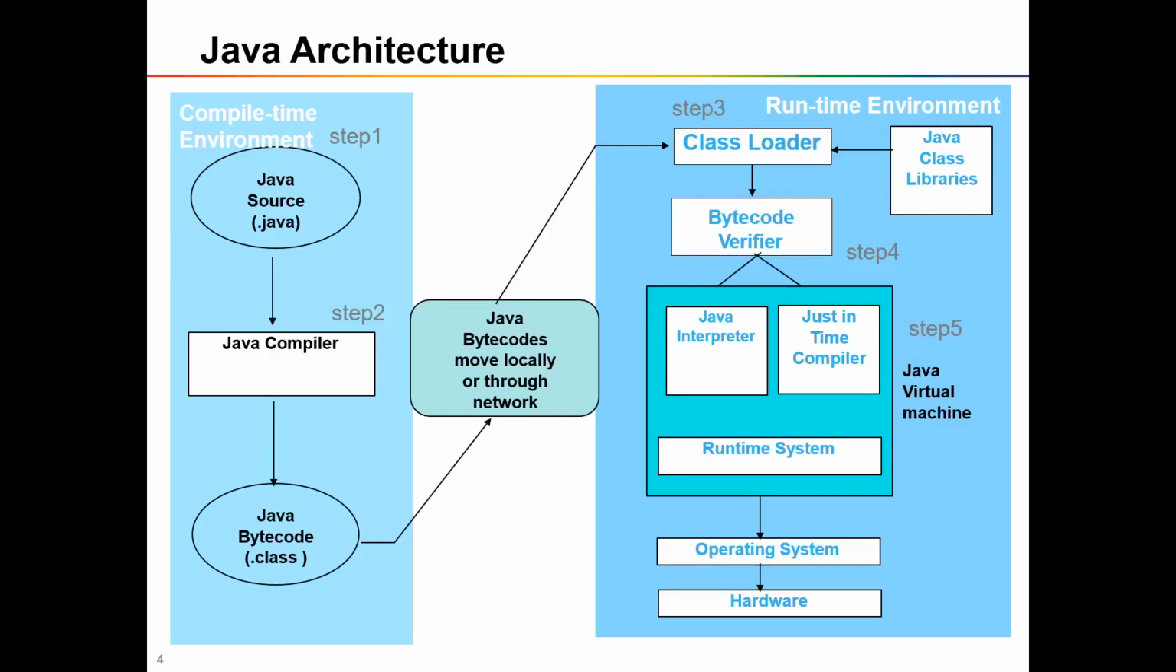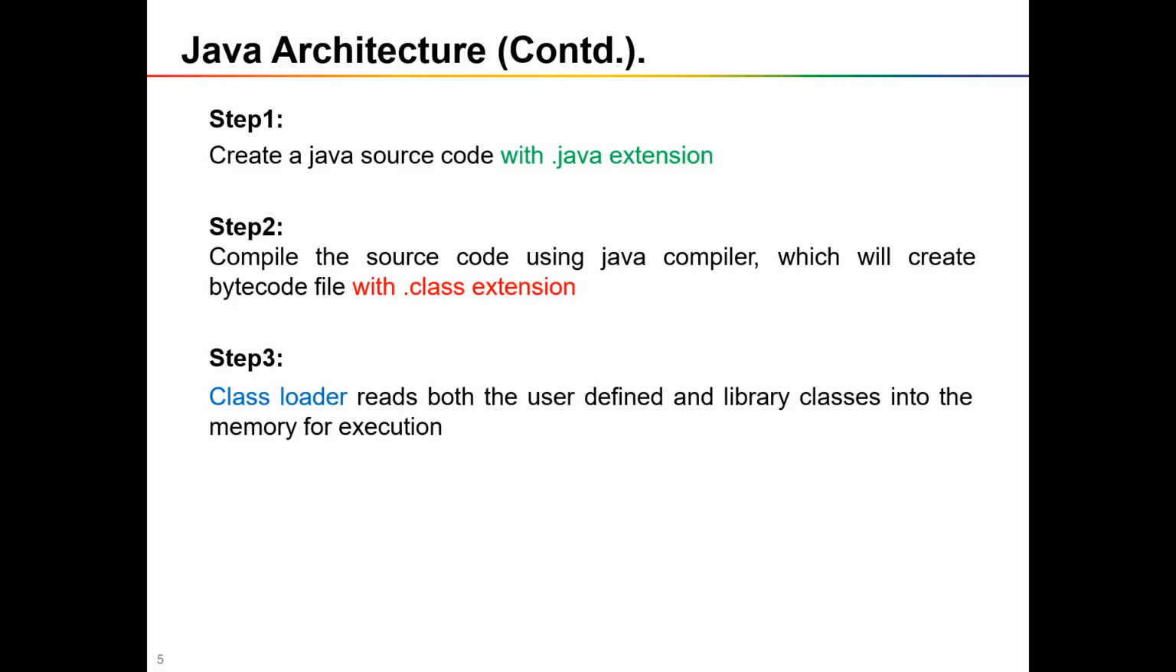Now we'll get into the step-by-step process of how a Java program is compiled and executed. In step 1, we create a Java source file with the help of a simple text editor and save the file with the .java extension. Once we have a .java file, in the next step we compile the source code. Then the compiler generates a file with the extension .class. We call it bytecode. Once we have the .class file, we can run the bytecode.